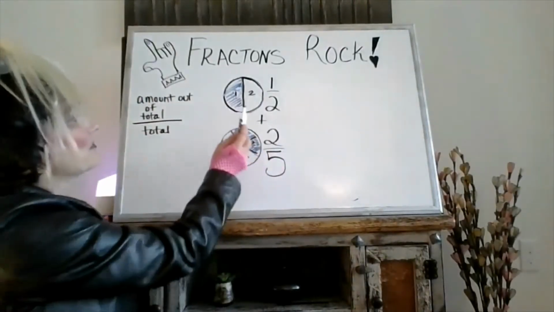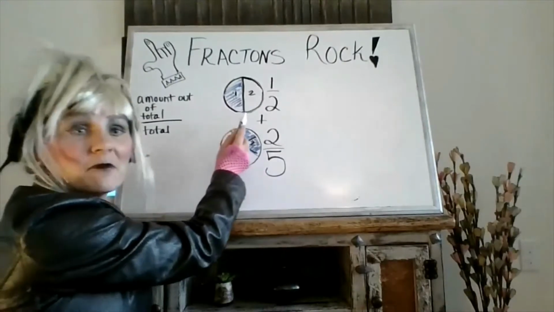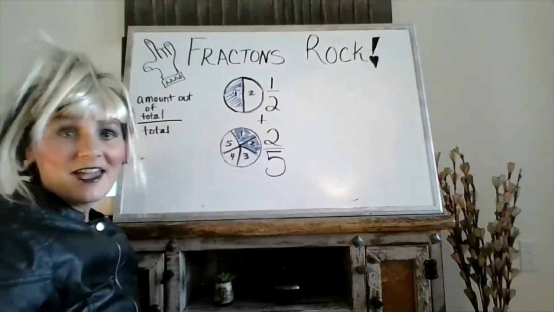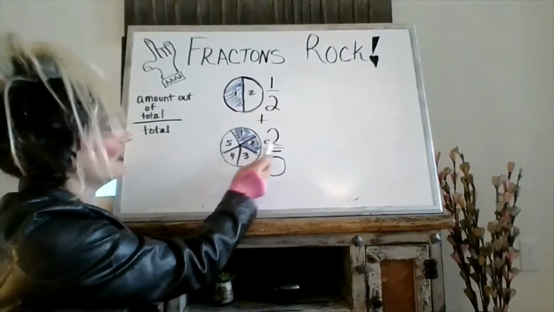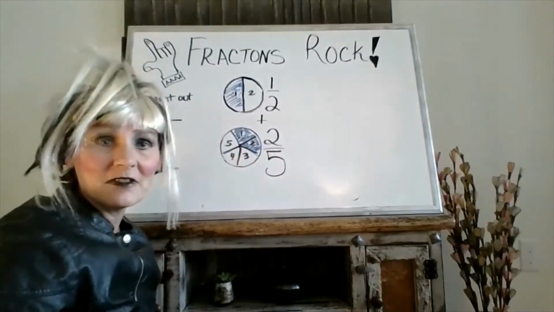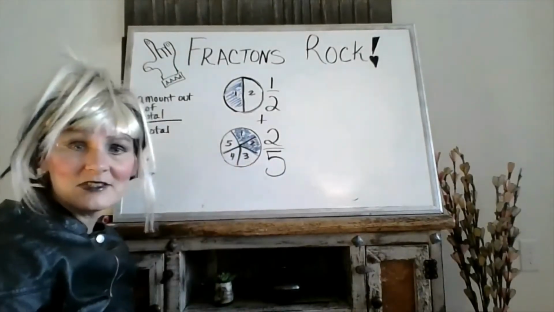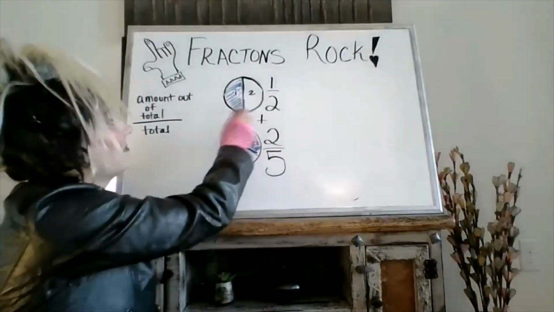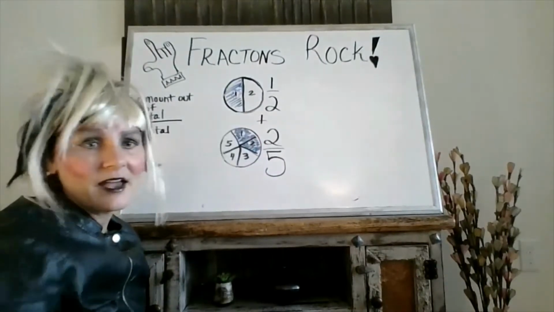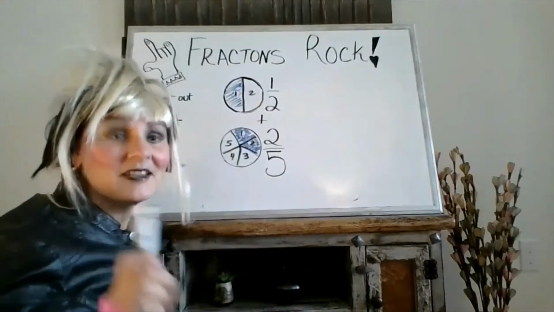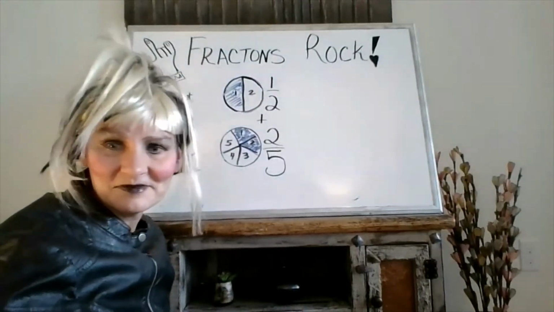So we have 1/2, that means we have one piece shaded in out of the two pieces, and the 2/5, we have two pieces shaded in out of the five. But we cannot add these because see how tiny those pieces are, and these are bigger, so there's no way we can add two totally different size pieces. Let's go to the next part.